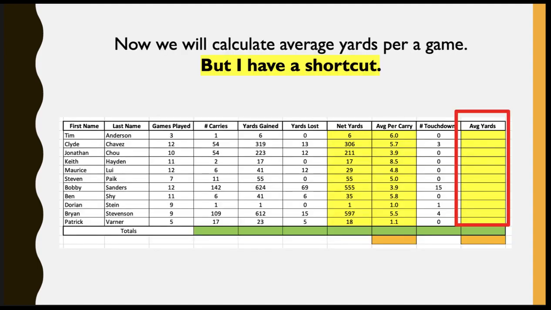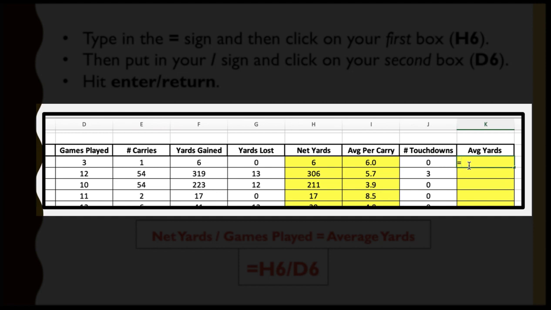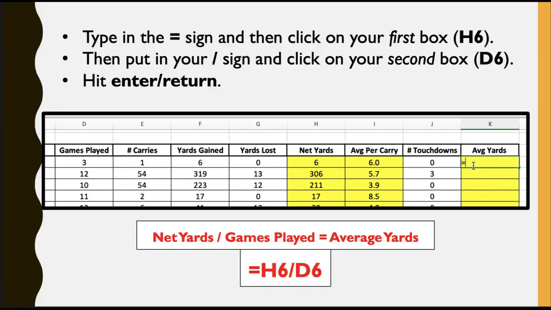Now we will calculate average yards per game, but I have a shortcut. I'm going to ask you to do this one a little bit differently. So first type in the equal sign, and then click on your first box, which is H6 over here. Then type in your divided by sign, the slash, and then click on your second box, D6, and hit return. So basically, instead of typing in the cell names, you can just click on those boxes and it pops in for you. That's the difference here.